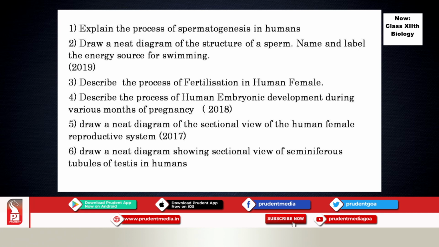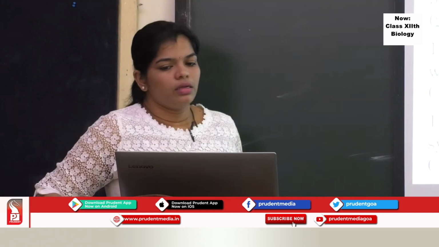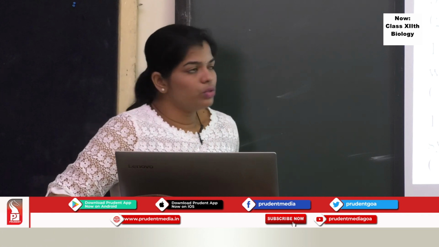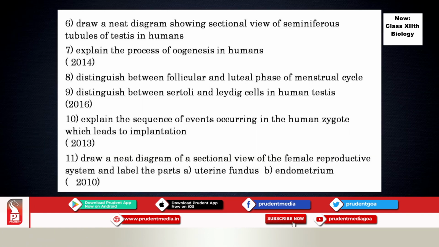Draw a neat labelled diagram of sectional view of human female reproductive system. Then the sectional view of seminiferous tubules in testes. Then the diagram of seminiferous tubules. So, you can see it is appearing again. Process of oogenesis, like we discussed. Difference between the phases of menstrual cycle.